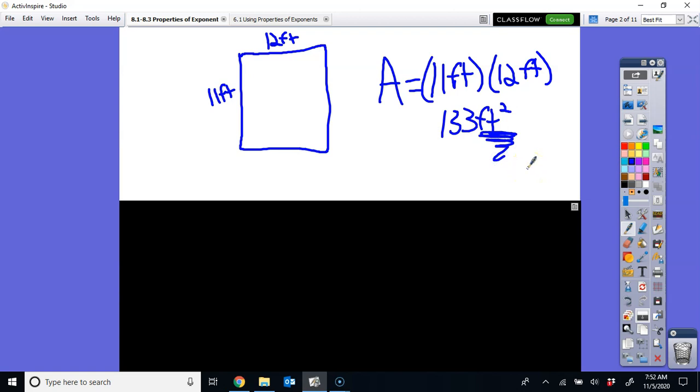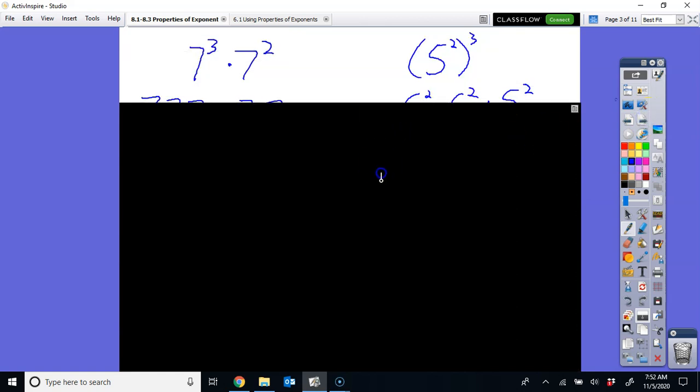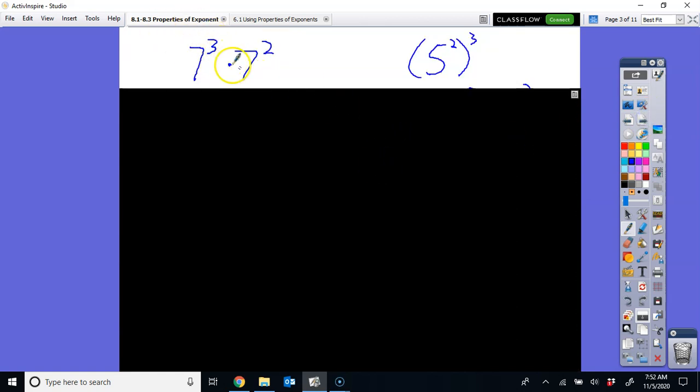Well, a lot of us know that when we talk about our house, we talk about the square footage of our house. It's not a big deal. But it's because of what we're going to be talking about today when we're multiplying things with exponents. For instance, like 7 cubed times 7 squared, you're actually using the same technique that we did with doing feet times feet. Is feet squared.